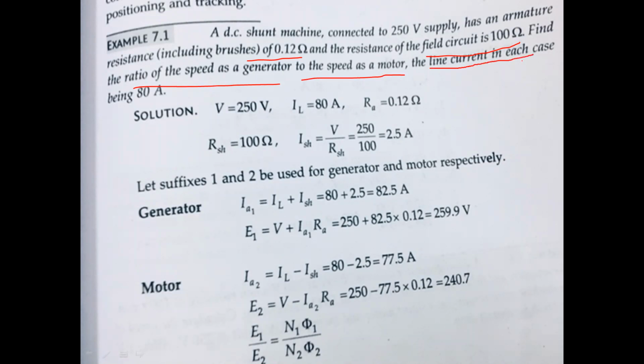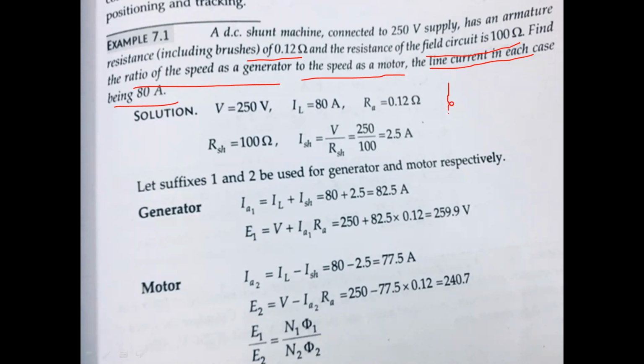The line current in each case is 18 amperes. It is the same circuit. The first time the machine acts as a generator, and the second time the machine acts as a motor. So first, draw the circuit diagram.